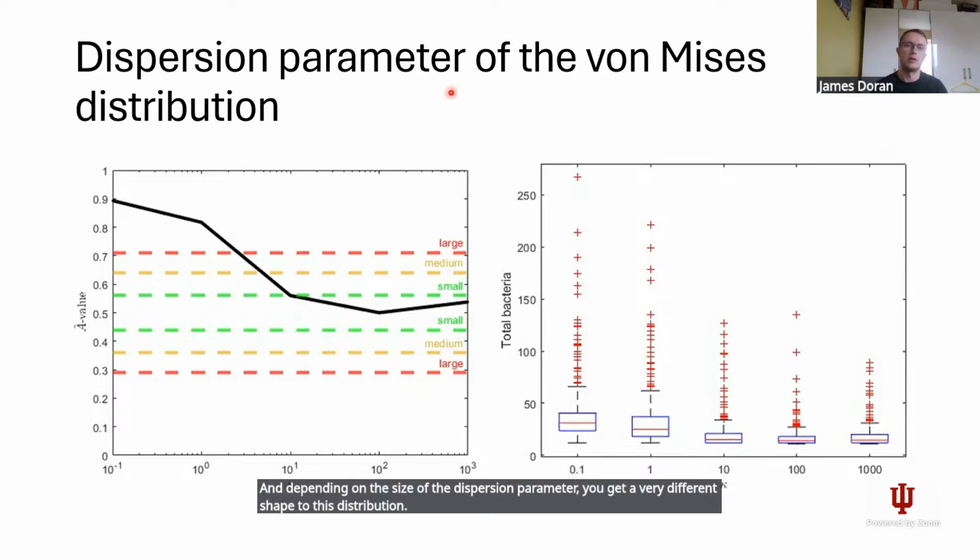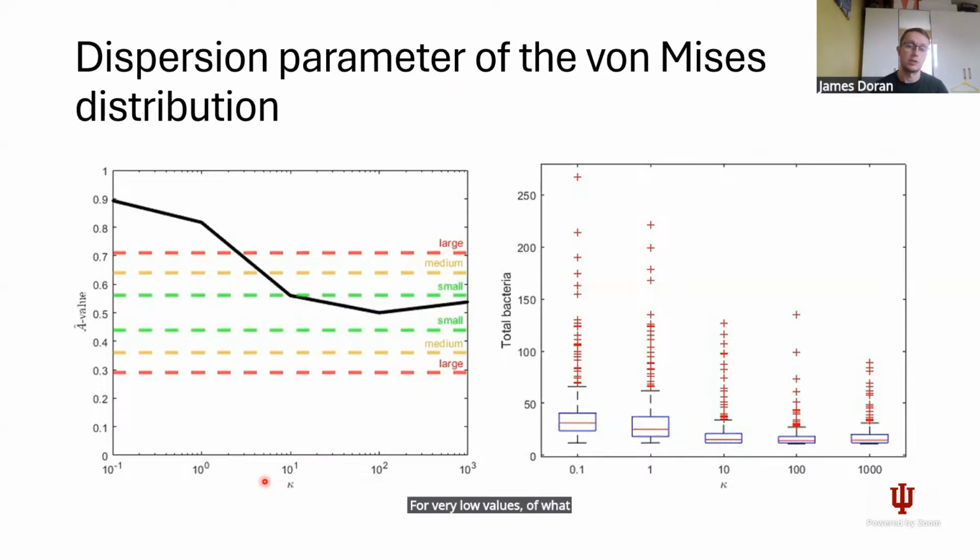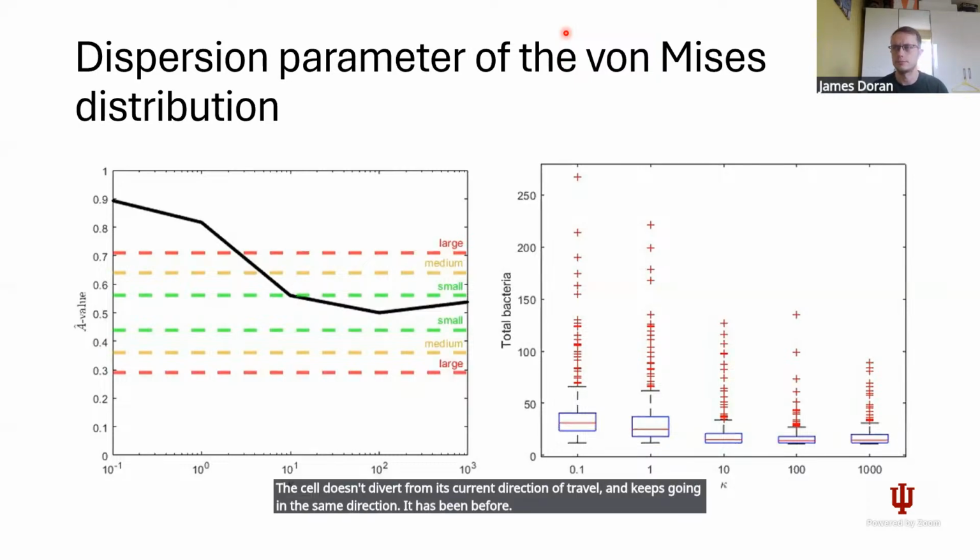For very low values of what we then refer to as kappa, this dispersion parameter, the distribution looks almost uniform in nature, and therefore any direction is equally likely to be chosen for the change in direction for that Monte Carlo step. Whereas with a larger value of kappa, the distribution starts to more and more closely resemble a very, very steep normal distribution, with the most likely outcome being that the cell doesn't divert from its current direction of travel and keeps going in the same direction it has been before.